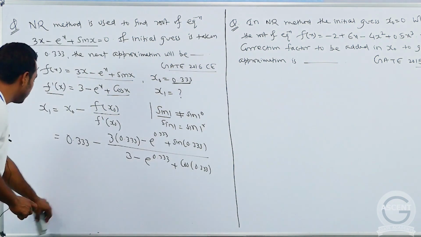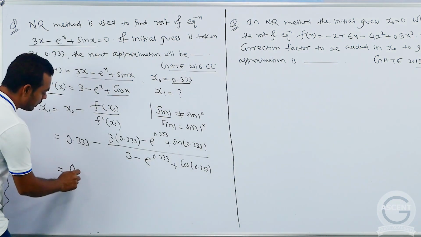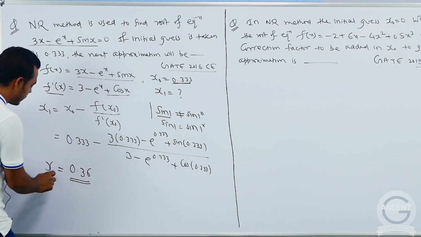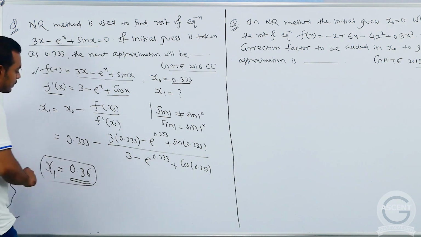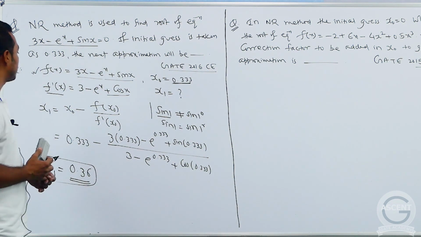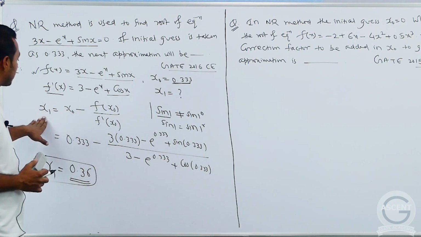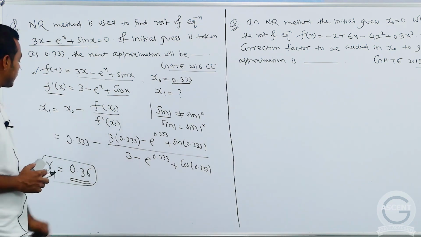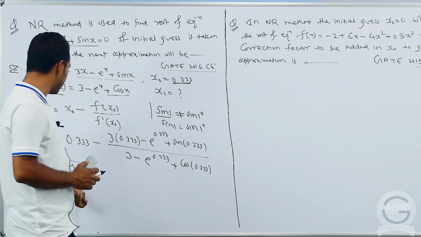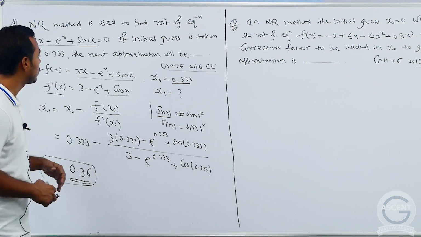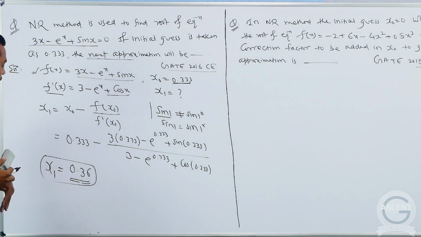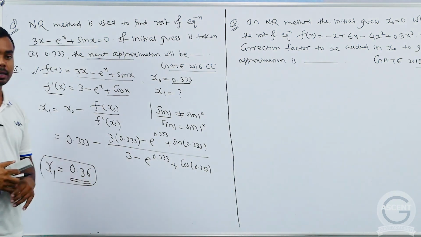So if you do the calculation correctly you will find that this number will be 0.36. So this will be our first approximation x1. Okay, so this was a fairly simple question. The formula is also very simple. x1 is x0 minus f of x0 divided by f dash x0. So our first approximation x1 is 0.36. The question was we had to find the next approximation, means we had to find the first approximation. So our answer will be 0.36.